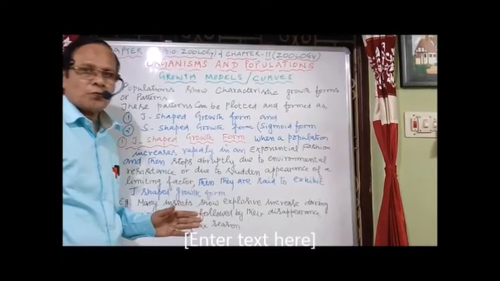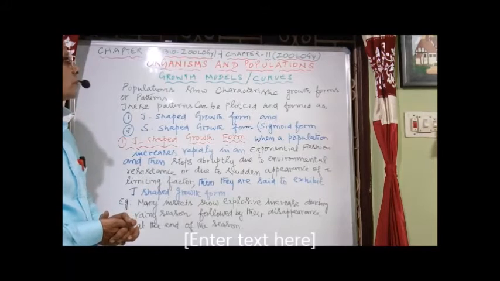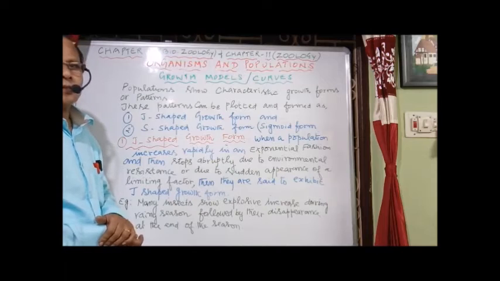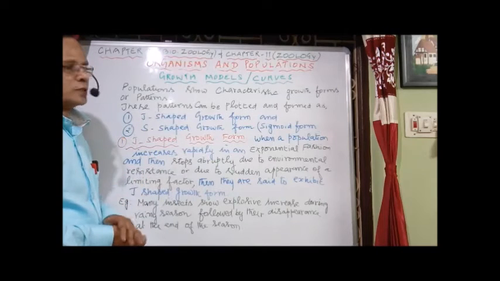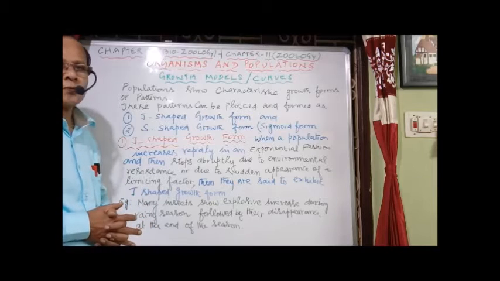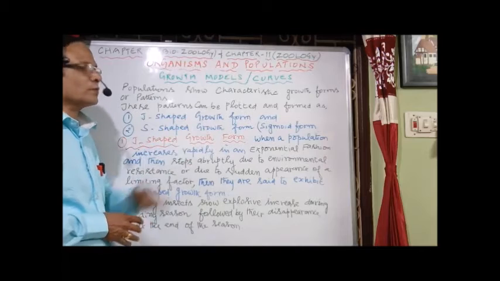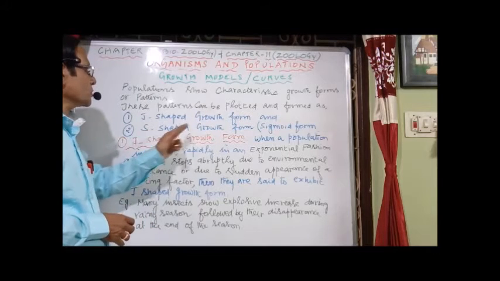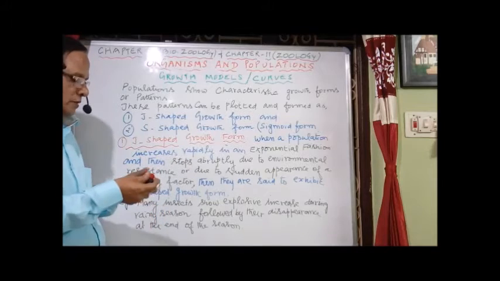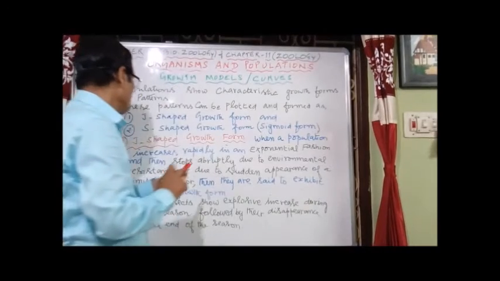We have to go for the next one, the growth models and curves. Populations show characteristic growth forms or patterns. These patterns can be plotted in the form of a graph and form two types of growth forms: one, the J-shaped growth form, and another, the S-shaped growth form, otherwise called the sigmoid growth form. Now, what is the J-shaped growth form?